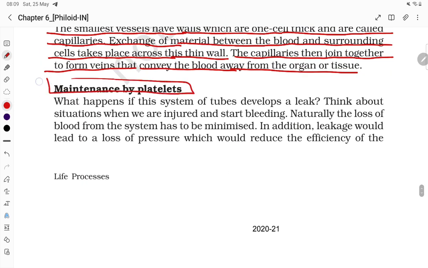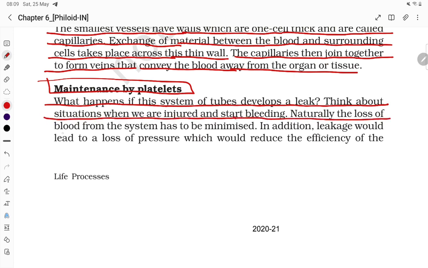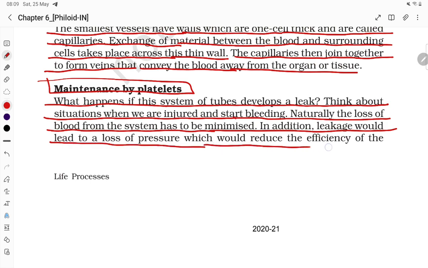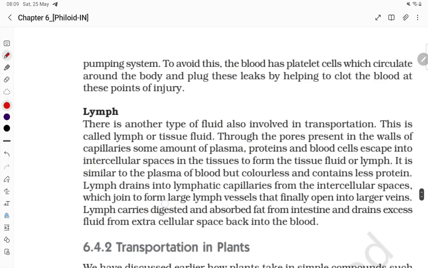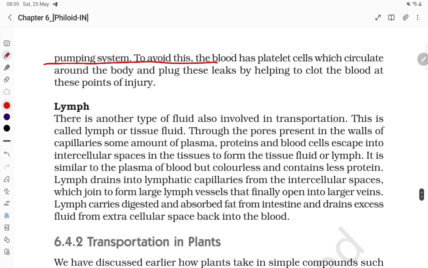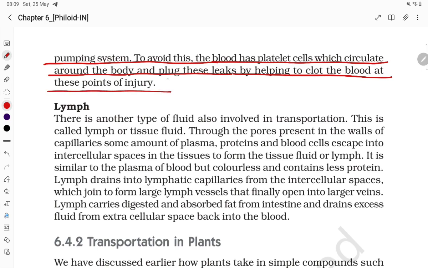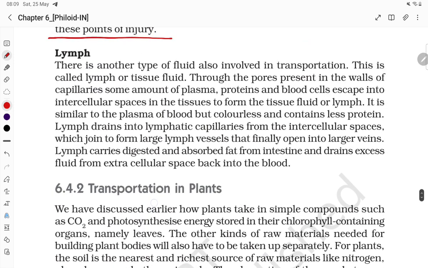Maintenance by platelets. What happens if the system of tubes develops a leak? Think about the situation when we are injured and start bleeding. Naturally, the loss of blood from the system has to be minimized. In addition, leakage would lead to a loss of pressure, which would reduce the efficiency of the pumping system. To avoid this, the blood has platelet cells which circulate around the body and plug these leaks by helping to clot the blood at these points of injury.